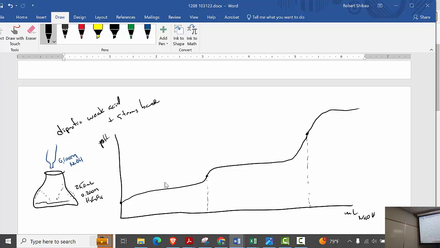But in this case, we have twice the concentration of acid. If we have twice the concentration of acid, then we're going to have to double the amount of base. And so the first equivalence point is going to come in at 50 milliliters here. And the second equivalence point is going to come in at 100 milliliters.